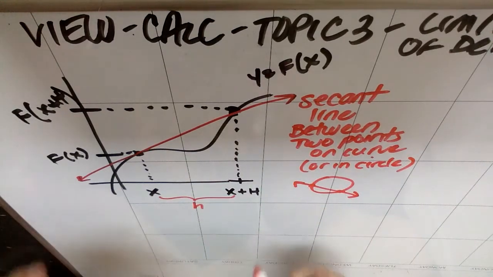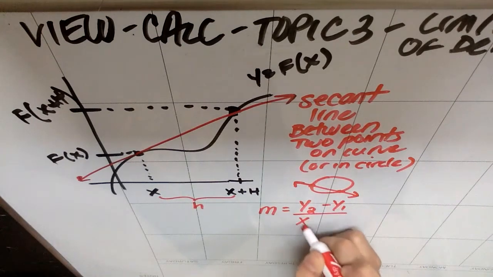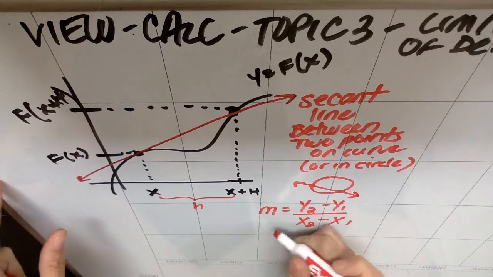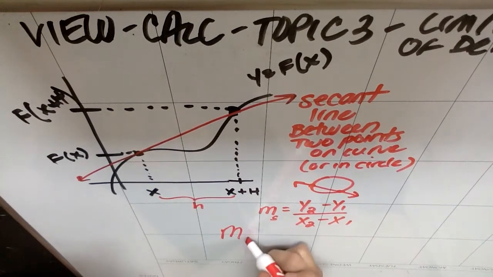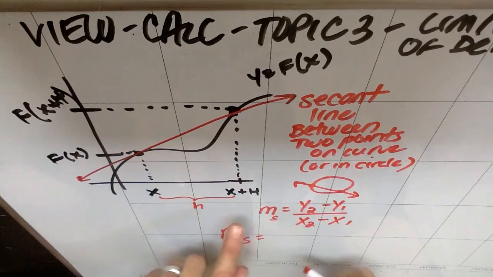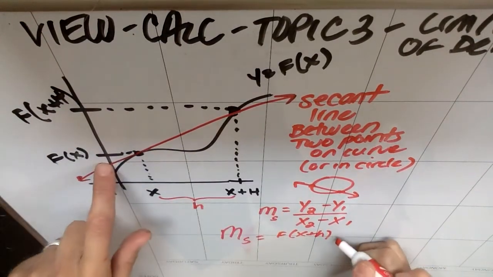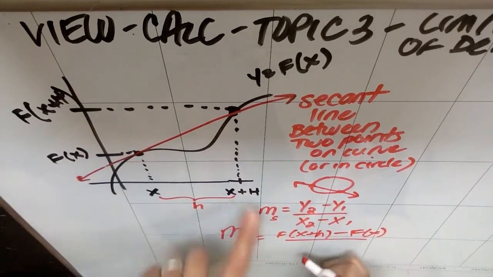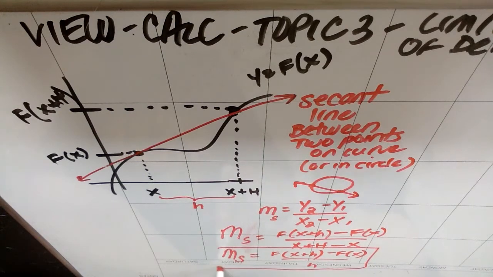Now, if I asked you to find the slope of this line, you would do the same thing you usually do to find slope, which is y2 minus y1 over x2 minus x1. So if we did that here, and I'm going to call it m sub s for secant, okay? That's not fancy notation. I'm just going to say m sub s for the secant line slope. If I did the y value, I'd get f of x plus h, that's this y value, minus the other y value, which is f of x, over the x value, which is x plus h, minus x. So what you'll notice is that my secant slope, this m sub s, is f of x plus h minus f of x, all over h, right? Okay, so that's the slope.